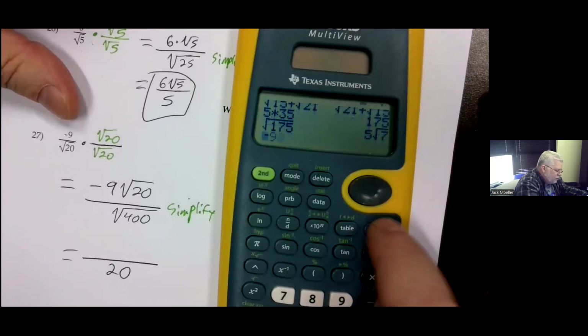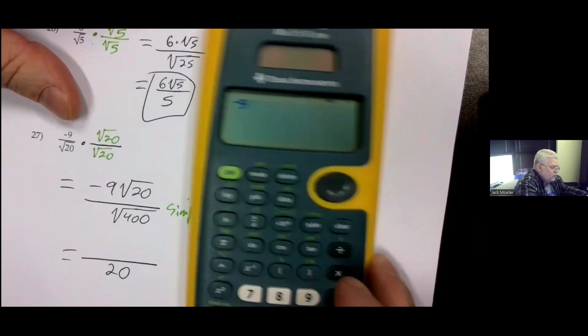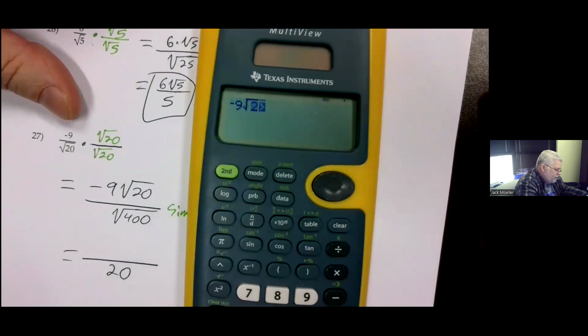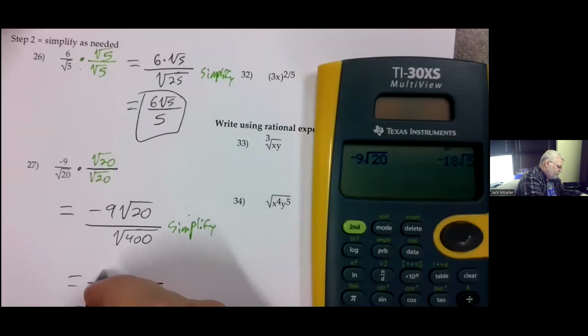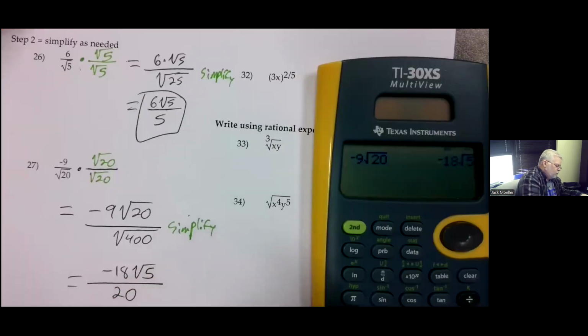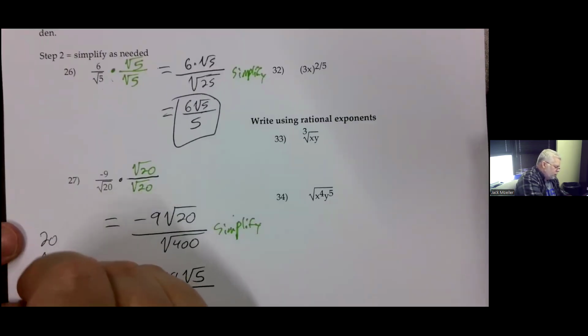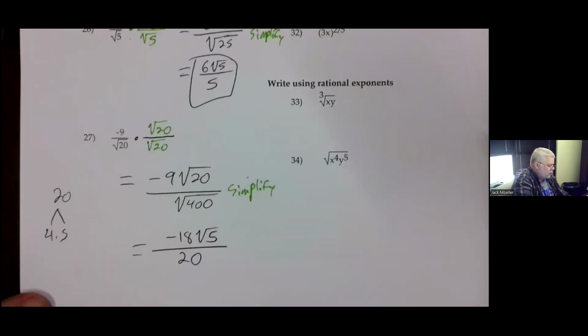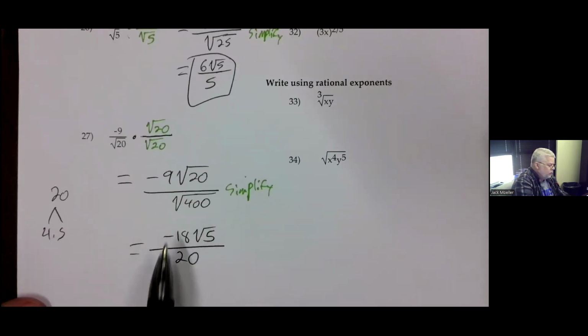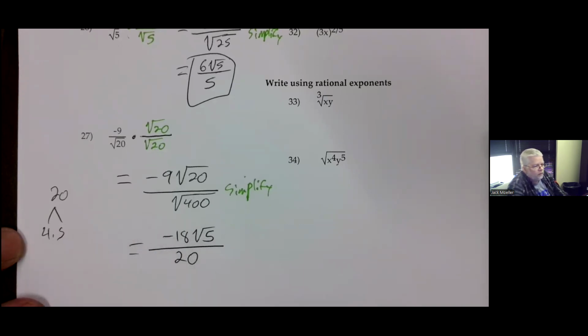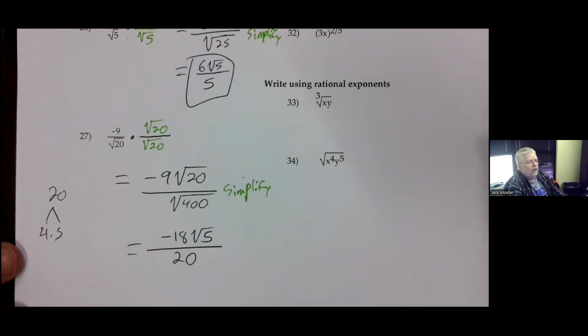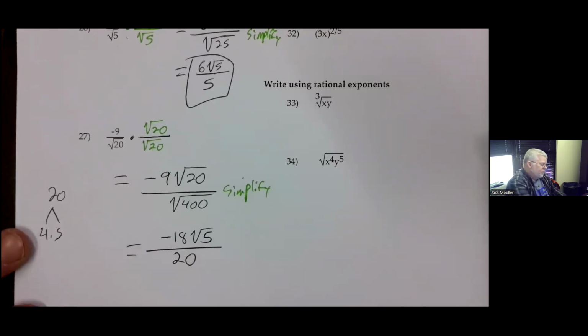So -9 square root of 20 is -18 square root of 5. Where that's coming from is 20 is 4 times 5, and then the square root of 4 is 2. So 2 times 9, that's where we're getting the 18, and then that 5 is left over. Now, are we done? No, because we can still simplify.